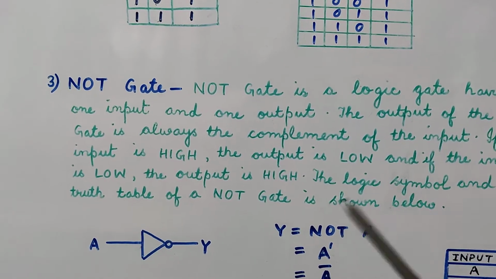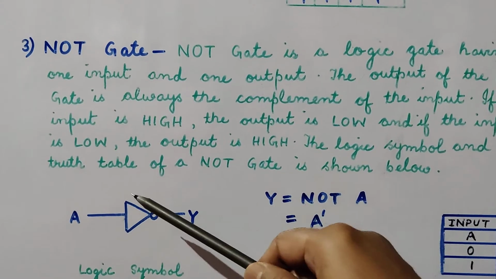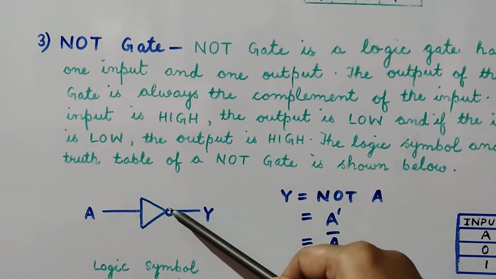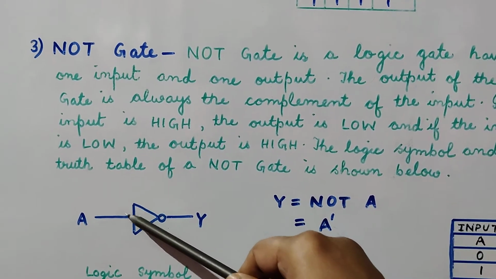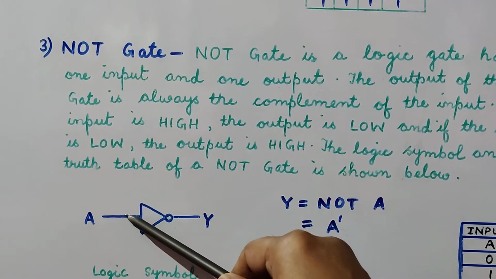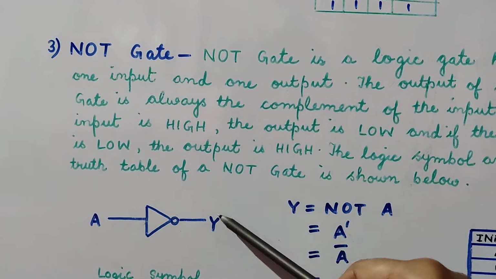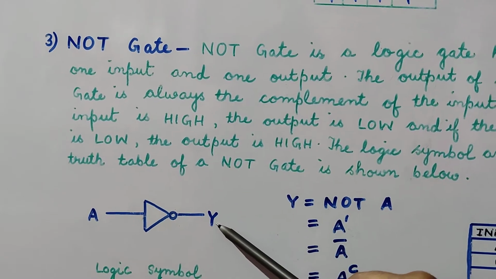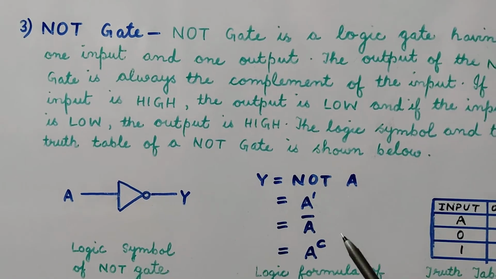The logic symbol and the truth table of the NOT gate have been shown in this figure. The NOT gate is represented by this triangle and a bubble. Since the NOT gate has only one input, the input has been denoted by A, and it has one output, which in this figure has been denoted by Y. So this is the logic symbol of the NOT gate.